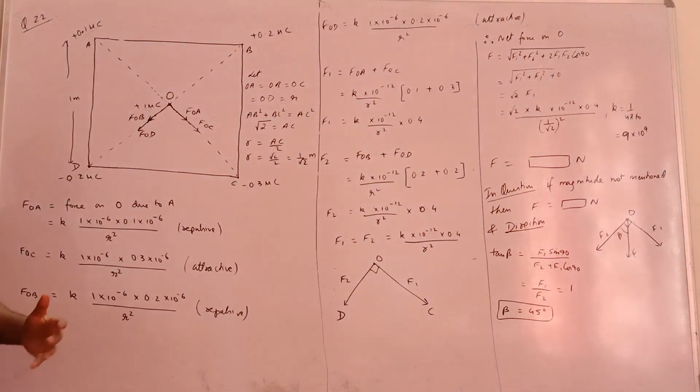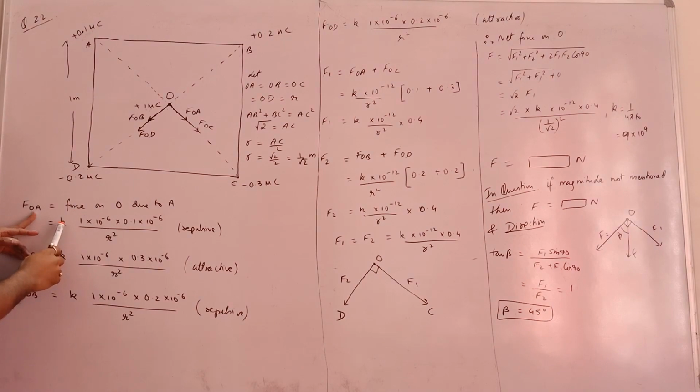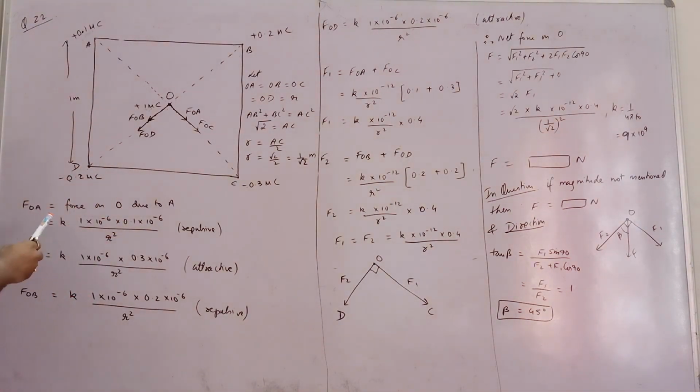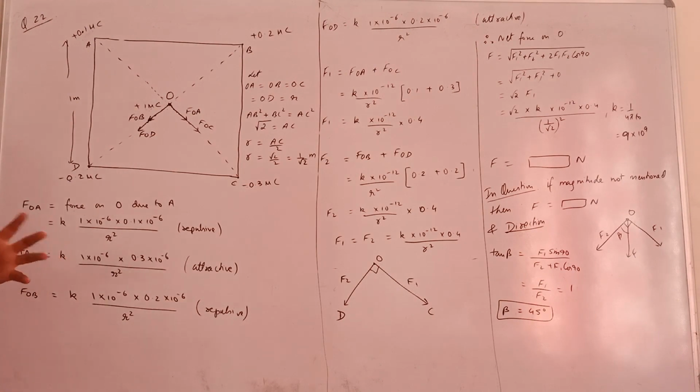Now let's calculate these 4 forces. FOA, force on O due to A. K. Why am I writing K? Why am I not writing 1 by 4 pi epsilon? Because it's a tedious job to write 1 by 4 pi epsilon every time, okay? So the best way is to write in a simpler way, all the time we write K. At the end I will substitute K equals 1 by 4 pi epsilon.